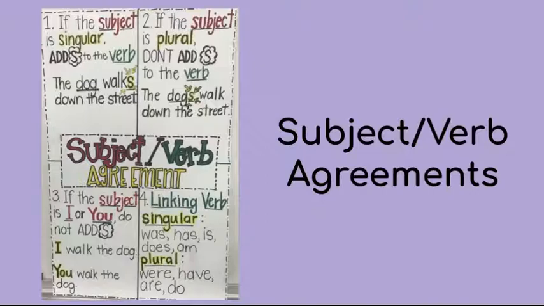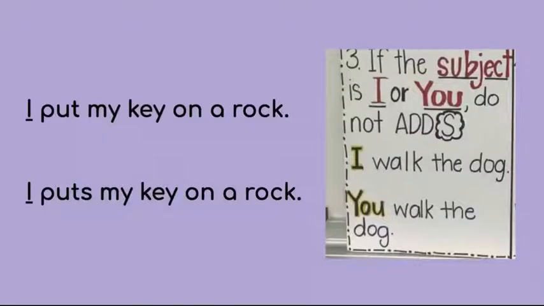Today we are going to talk about subject-verb agreements, and we're going to focus on two new rules. To start off, if the subject is either I or you, we do not add an S. So if it says I or you, we don't add an S.